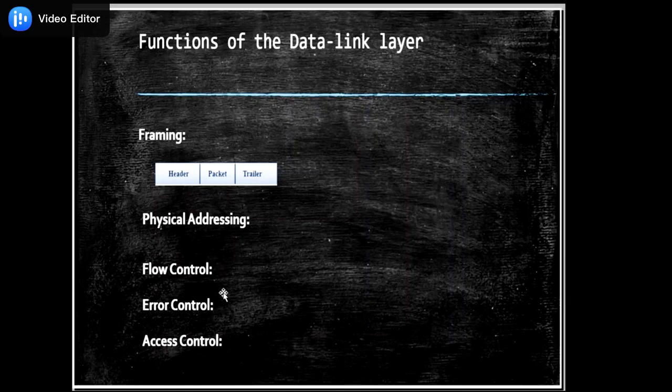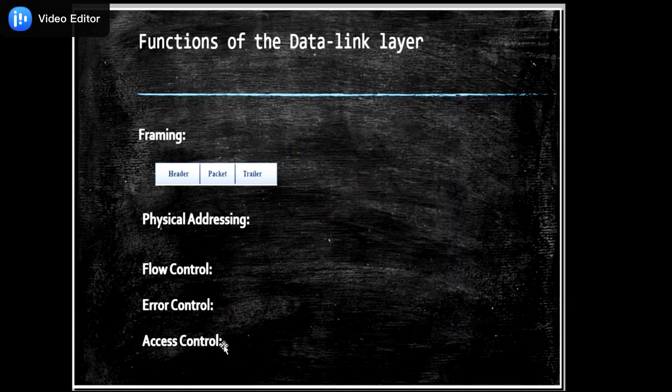Then error control. Error control is achieved by adding a calculated value, the cyclic redundancy check, that is placed in the data link layer trailer, which is added to the message frame before it is sent to the physical layer. If an error occurs, the receiver sends an acknowledgement requesting retransmission of the corrected frame. That means it provides the error control.